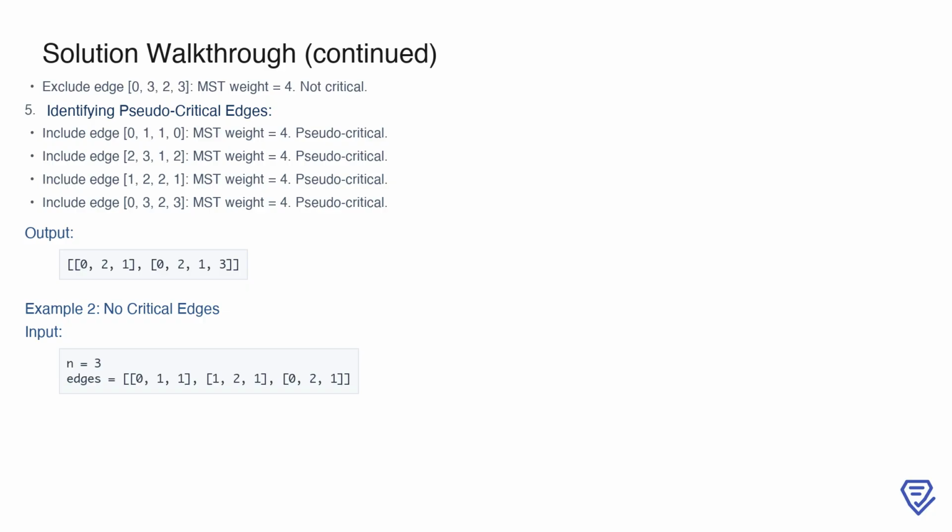Next, we identify pseudo-critical edges by forcing each edge to be included in the MST and checking the resulting MST weight. If the weight remains the same as the original MST, the edge is pseudo-critical.